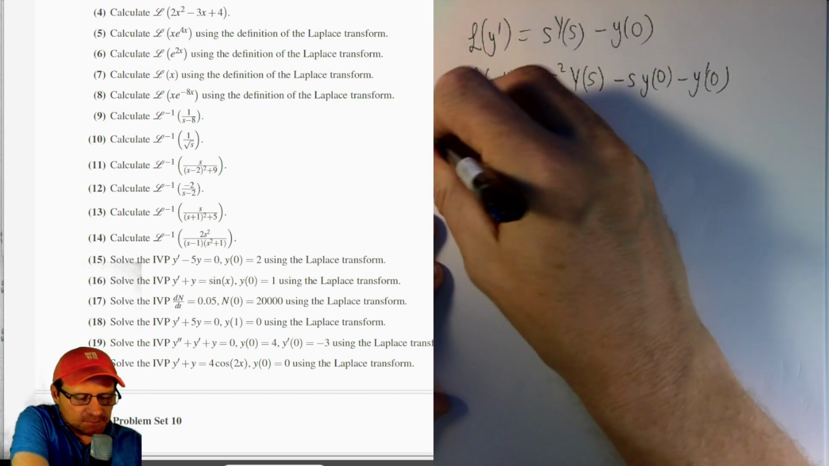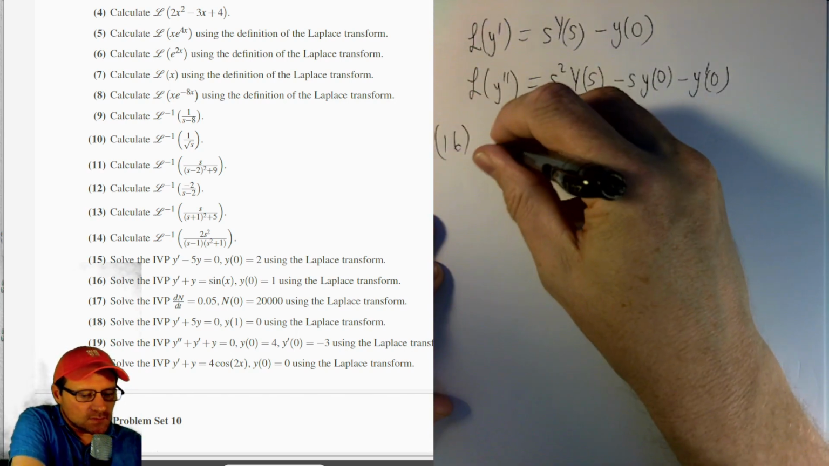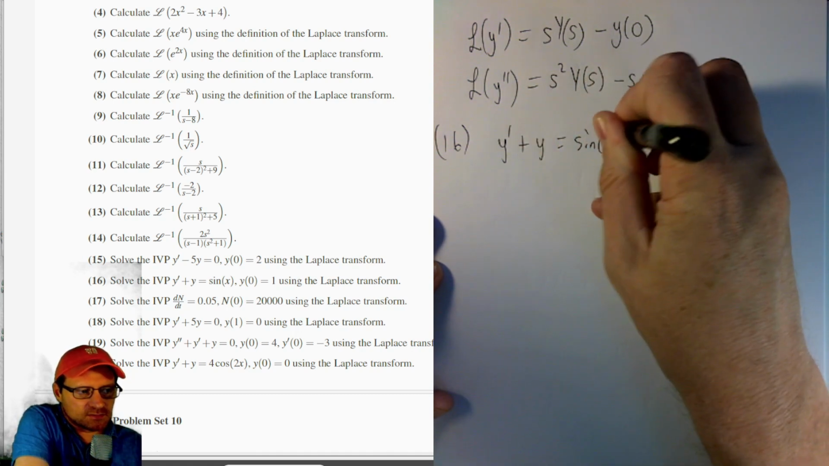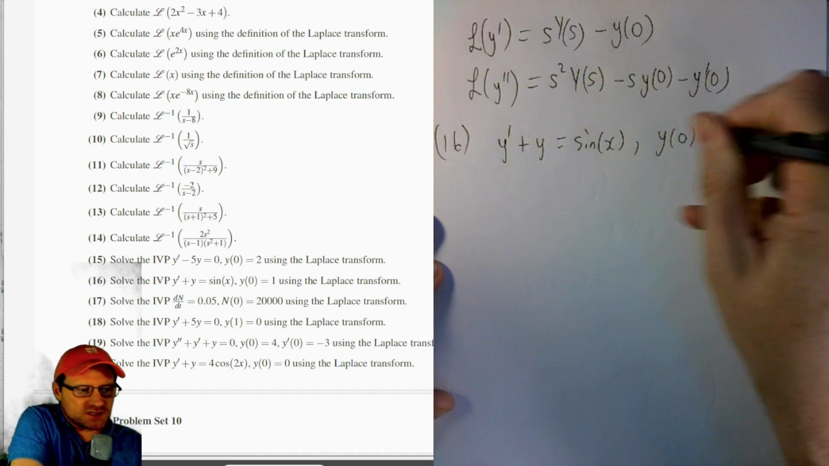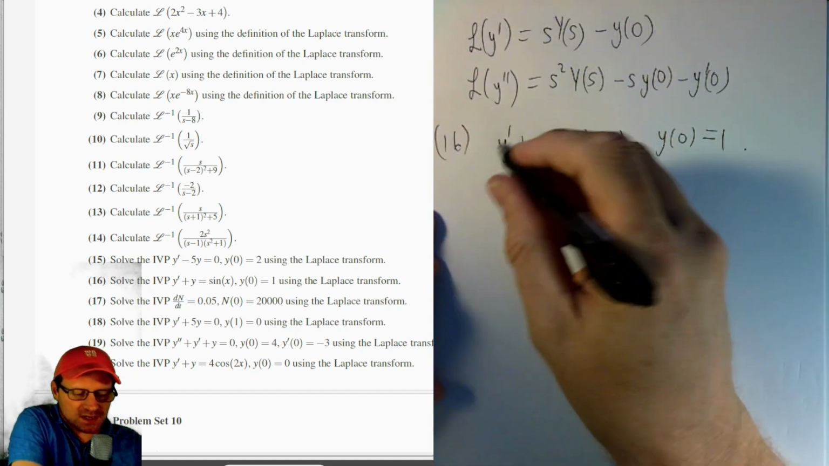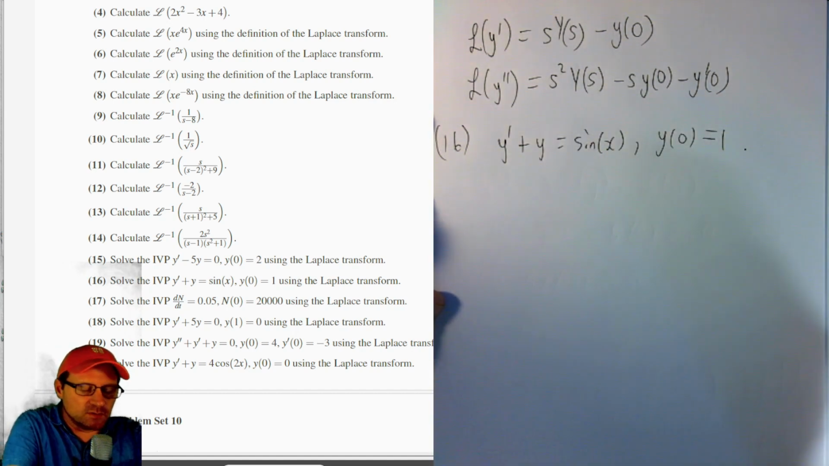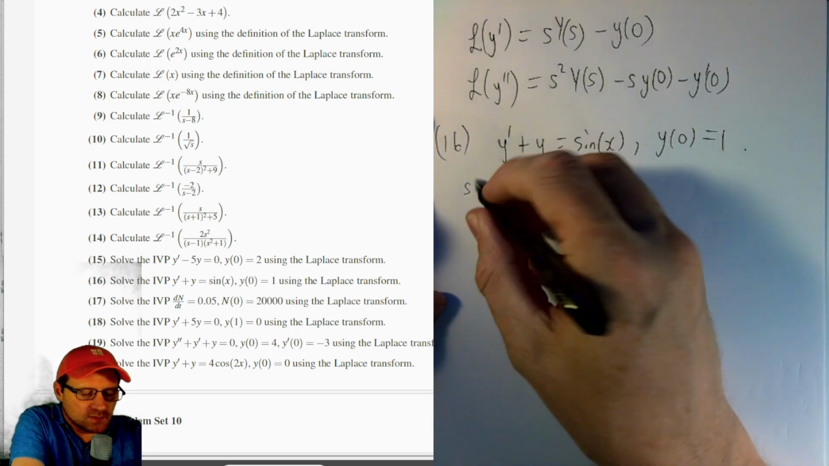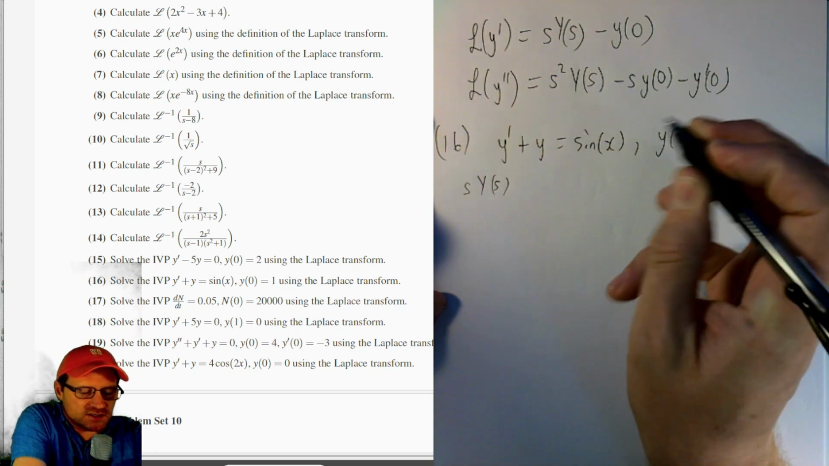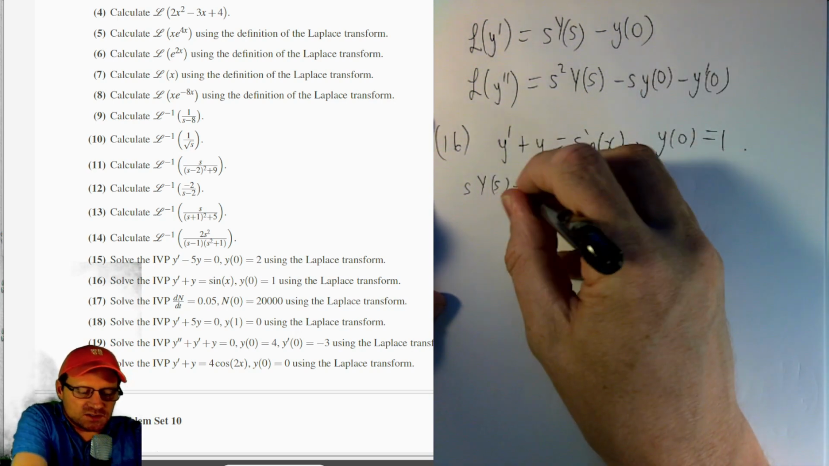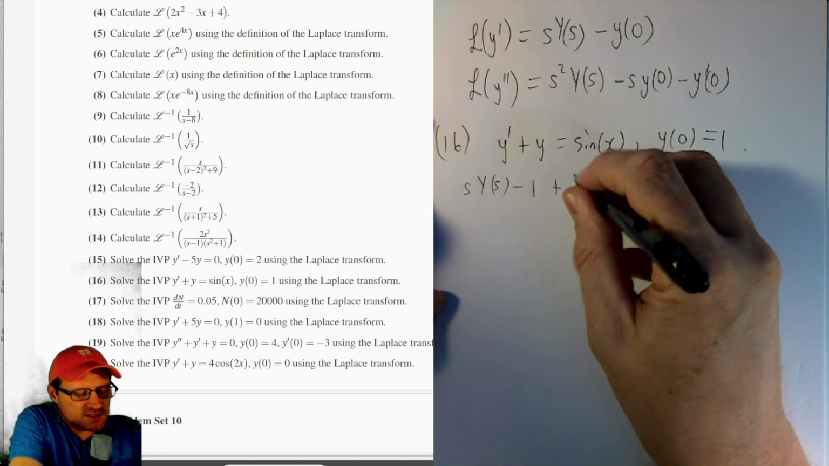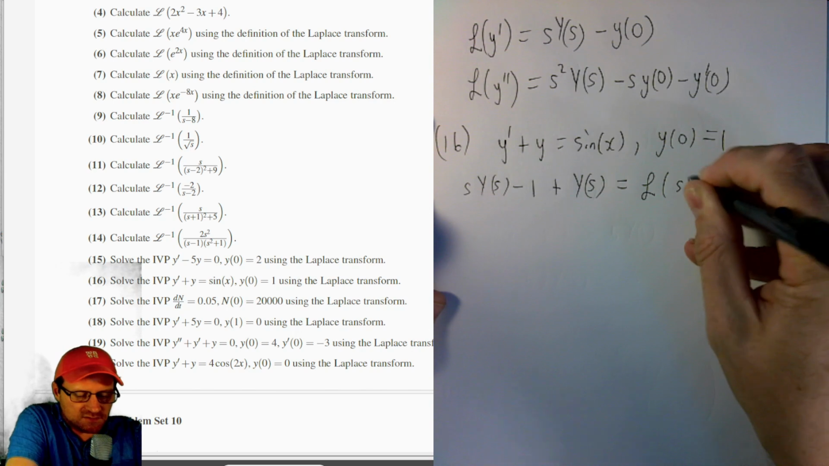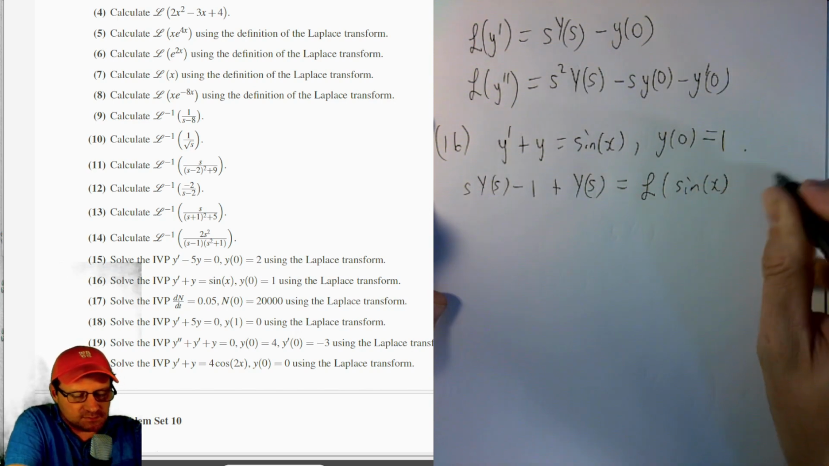Question 16. y' plus y equals sine of x. y(0) is 1. Okay, taking the Laplace transform of both sides, we have s Y(s) minus y(0), so that's minus 1, then plus Y(s) equals the Laplace transform of sine of x.